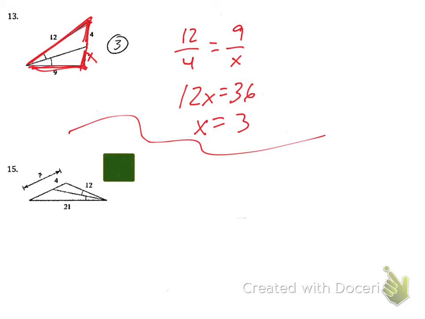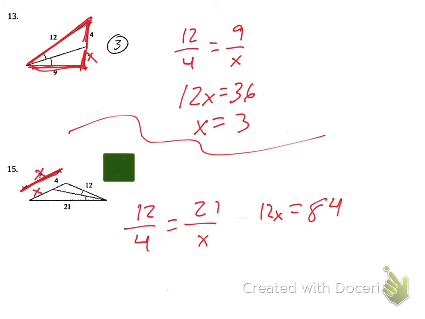This one right here, I don't know what this entire thing is, so I'm going to call that x. So what we would need to do is, I don't know what this is either, so I'm just going to call that x. So what I'm going to do is 12 over 4 is equal to 21 over x. So then I cross multiply. 12x is equal to 4 times 21 is equal to 84. I'm going to divide that by 12. It's going to give me 7.